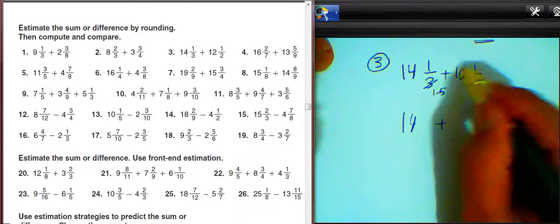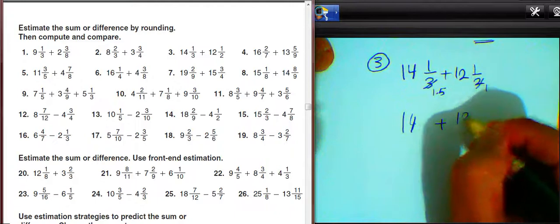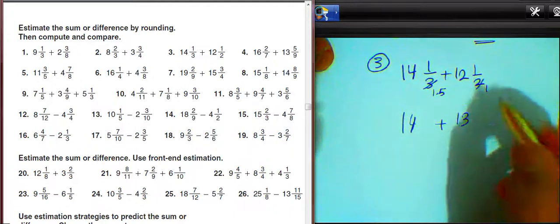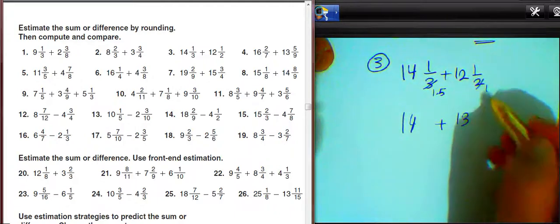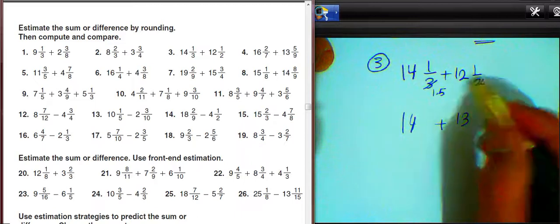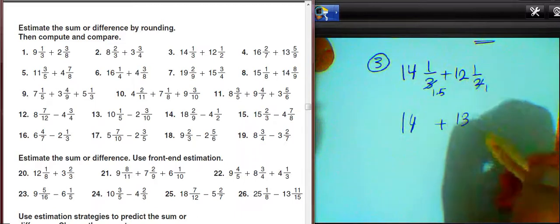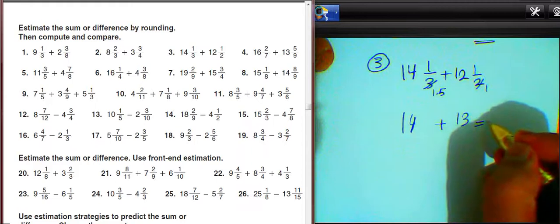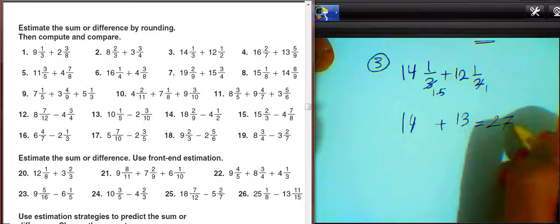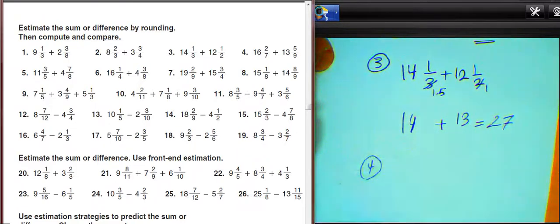So 12 and a half is nearest to 13. Again, half of 2 equals 1. 1 equals 1. So 12 and a half is nearest to 13. 13 plus 14 equals 27. Question number 4, estimate of the sum.